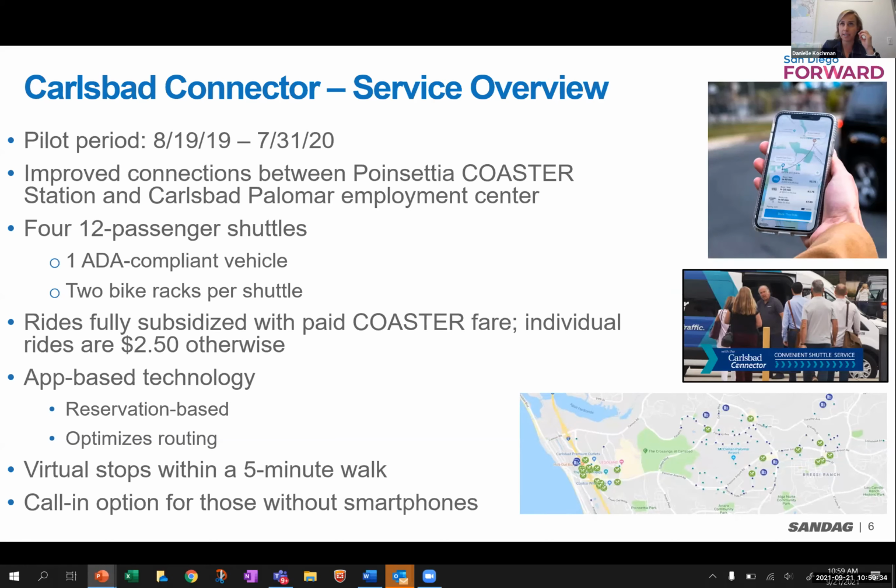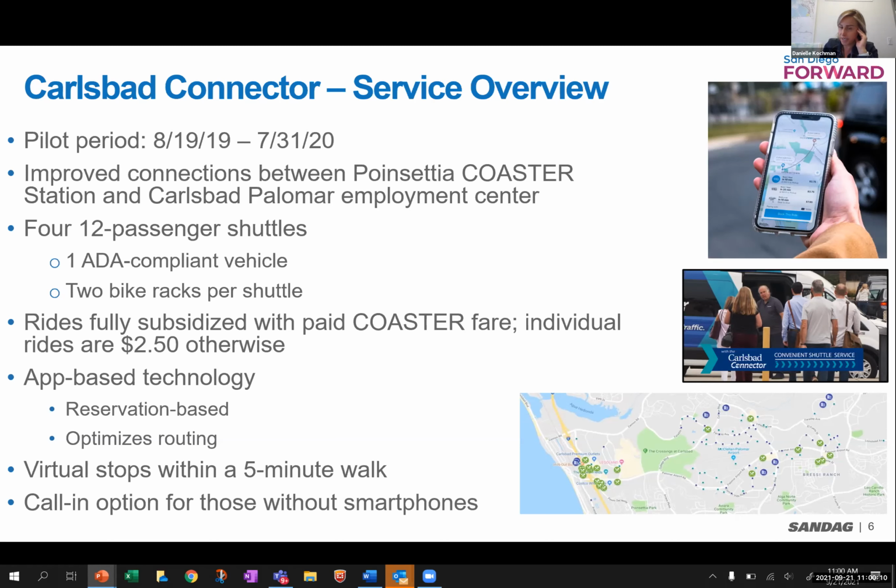Sandag has a really robust employer outreach program where we work with employers throughout the county to help them develop and implement programs to encourage their employees to use alternative modes, to ride transit, to use a van pool, to carpool with other employees. And so we noticed up in Carlsbad, there were quite a few employers that were hearing frequently that their employees were interested in taking the Coaster, but there's a big employment center along Palomar Airport Road that's a few miles from the Coaster station.